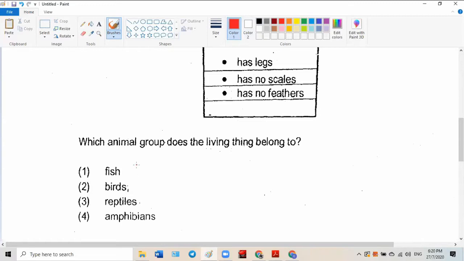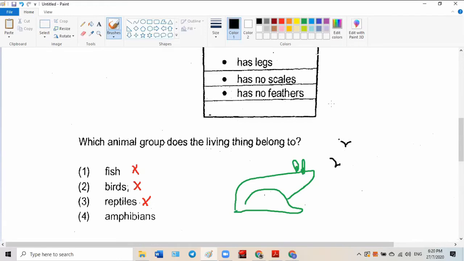Fish have scales, right? No feathers means no birds. Reptiles have scales. So it must be a green rabbit? It's not a rabbit, it is a green bullfrog. So it's an amphibian. Do you understand? Okay, good.